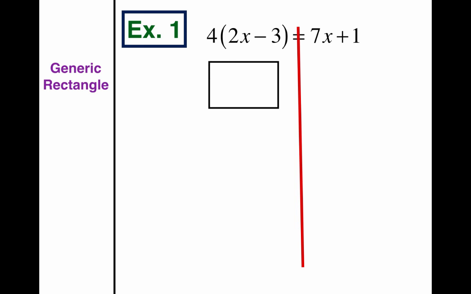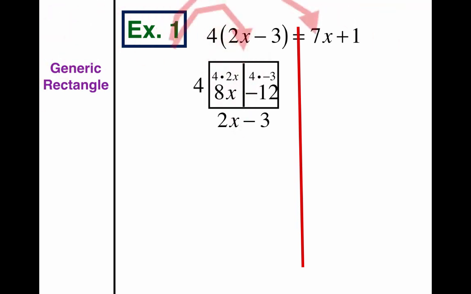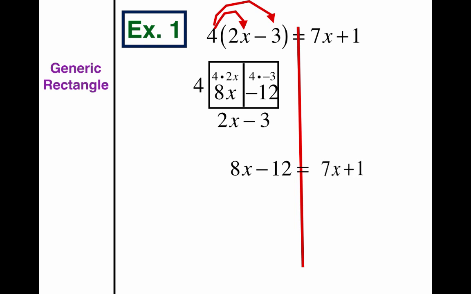The rectangle would look like this. We are multiplying 4 times 2x minus 3. If we split that down the middle, we have to do 4 times 2x and 4 times minus 3. 4 times 2x is 8x, and 4 times negative 3 is negative 12. So we'd get 8x minus 12. But we don't really need the generic rectangle because we use this strategy where we just draw the arrows and say, do 4 times 2x and 4 times minus 3. Either way, we get the same thing, 8x minus 12, and it equals 7x plus 1.